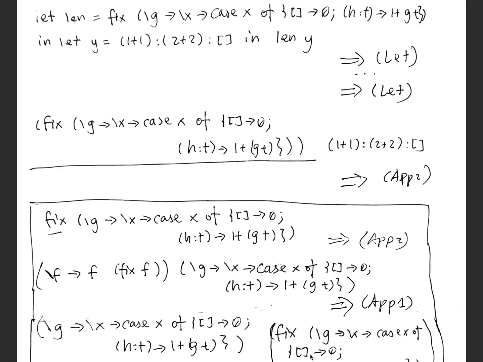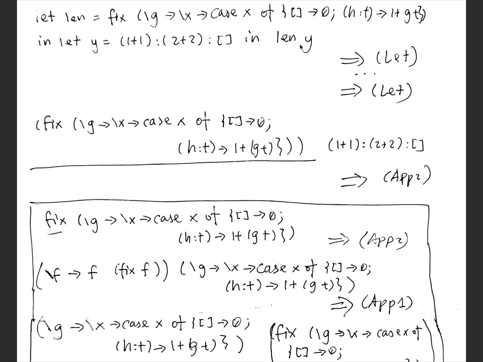And we now derive the last example using the fix combinator to implement the recursion. So we write our running program as follows. We say let length equal to fix applied to lambda g, right arrow, lambda x, case x of this pattern matching. And then we have let y equal to this list, which is 1 plus 1 cons 2 plus 2 cons empty list, and in length y.